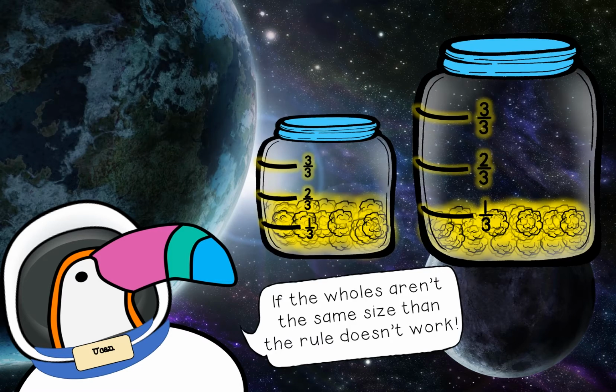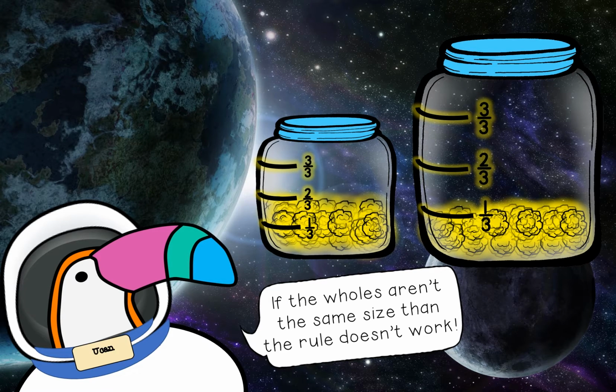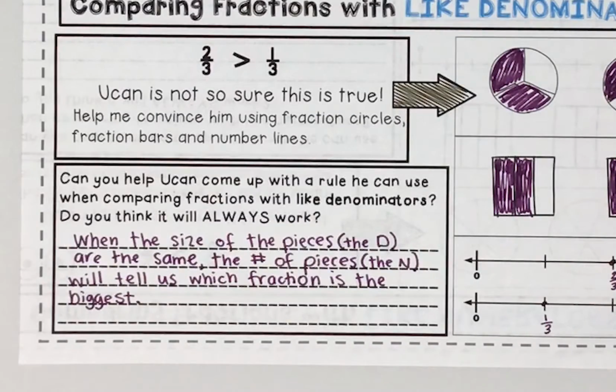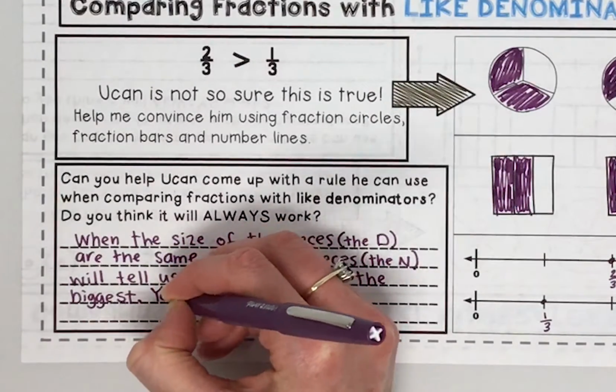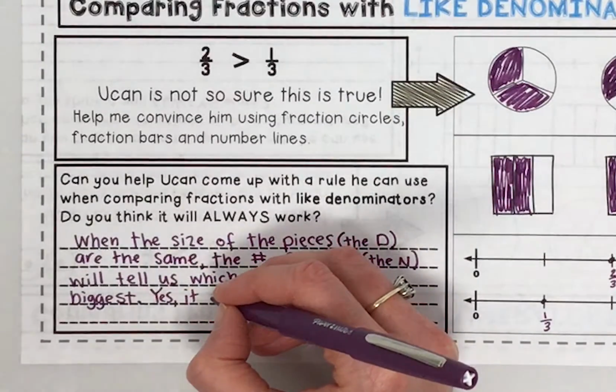Ucan, I think we were all thinking that it will work as long as the holes are the same size. Check it out. It doesn't work here because our holes are different sizes. Hey, Ucan, will that always work? Will it always work if we're comparing fractions that have like denominators to look at the numerator? Well, it should always work, but it might not always. So yes, it will always work.